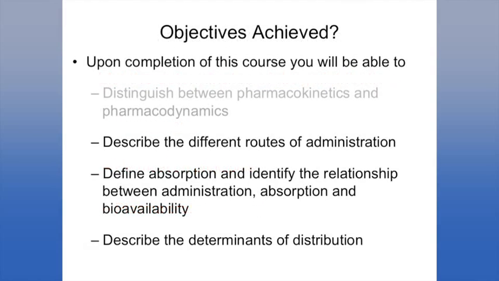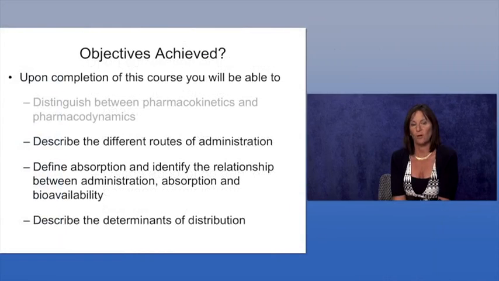So we're going to complete this section, and here are the objectives that we have achieved so far. We've described the different routes of administration. We've defined absorption. And we've identified the relationship between administration, absorption, and bioavailability. And most recently, we have described the determinants of distribution.